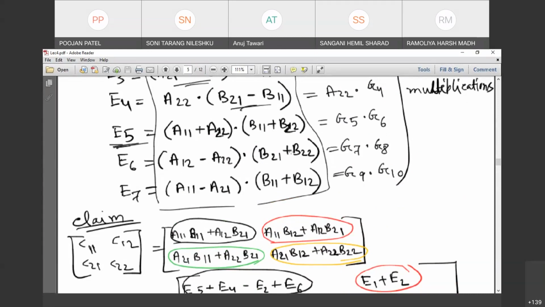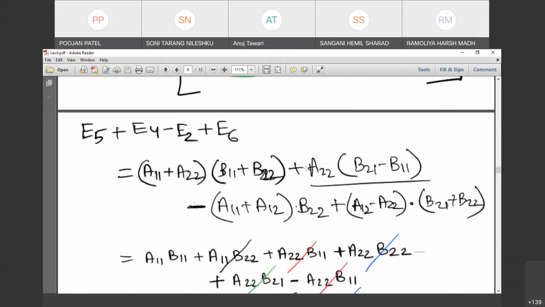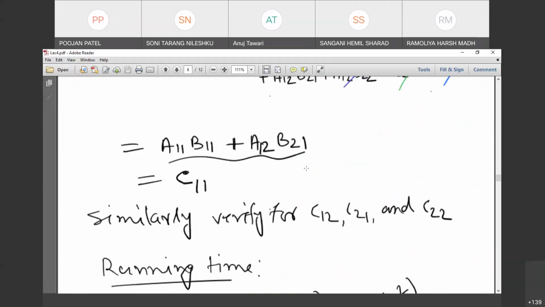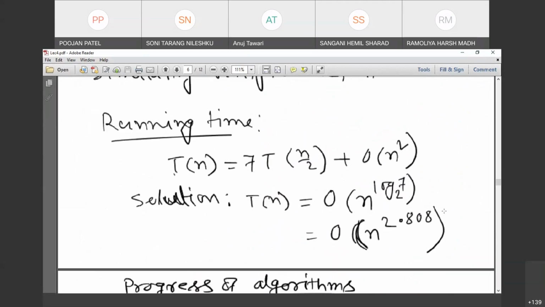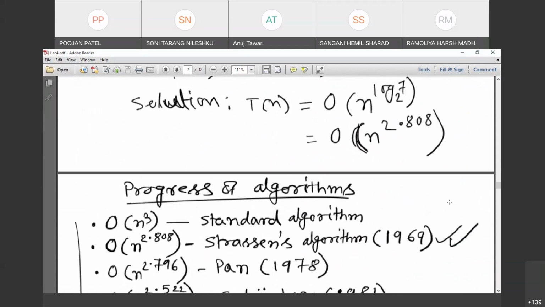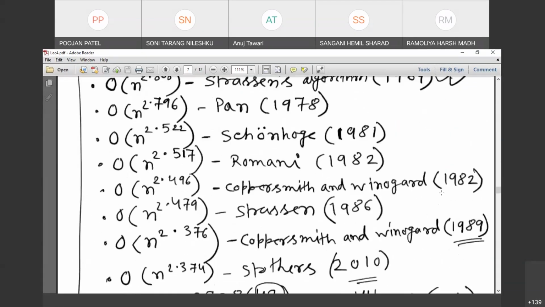And there are some additions also that we are doing. How much time does each addition take? Order of n square. Yes, that overhead is from the additions and subtractions. Understood, sir. Okay, thank you, sir. So that's how we get this recurrence. Okay, so let's move on.